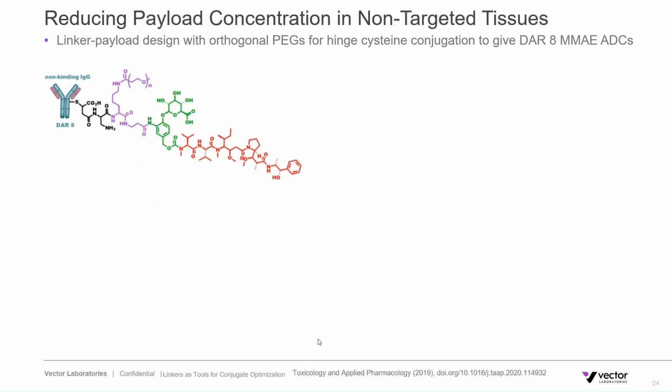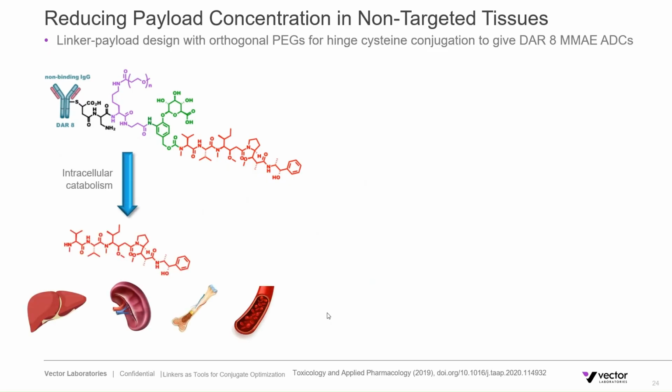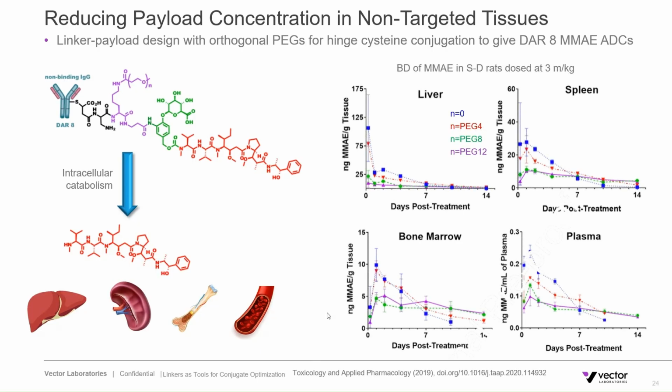In a follow-up study, it was also found that the payload concentration in non-targeted tissues depended on the length of that orthogonal PEG. In this study, non-tumor-bearing rats were administered non-targeting conjugates, and the concentration of free MMAE in the liver, spleen, marrow, and plasma was determined by LCMS. It was found that ADCs with the longer PEGs resulted in payload concentrations that had a nearly 2-fold reduction in Cmax in these non-targeted tissues relative to the ADCs with the shorter PEGs or no PEG. All the ADCs also exhibited differences in Tmax, and it occurred at about 6 hours in the liver and 24 to 48 hours in the spleen, bone marrow, and plasma.